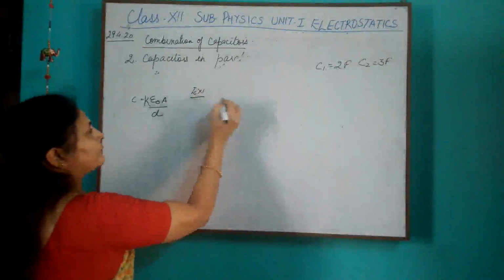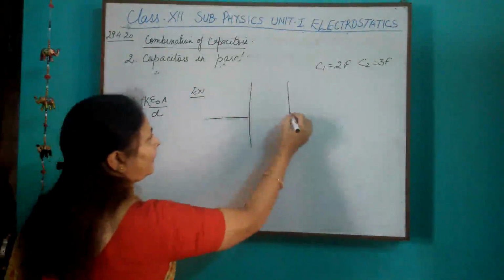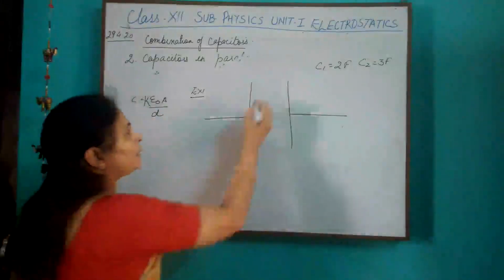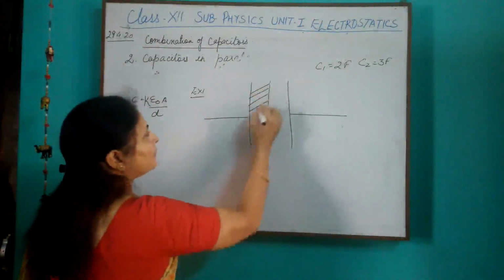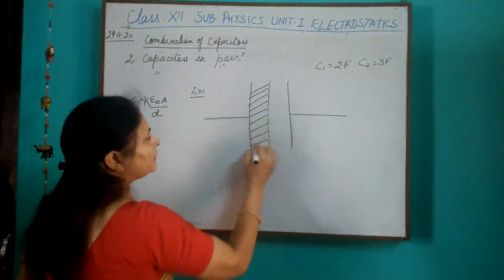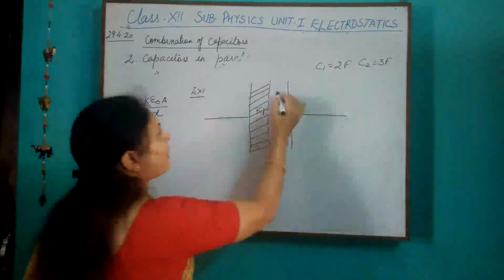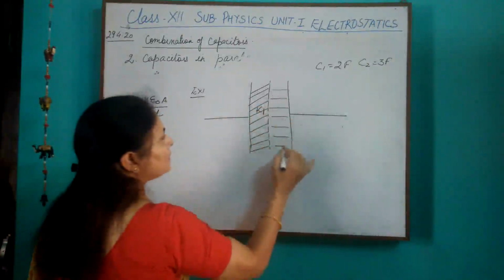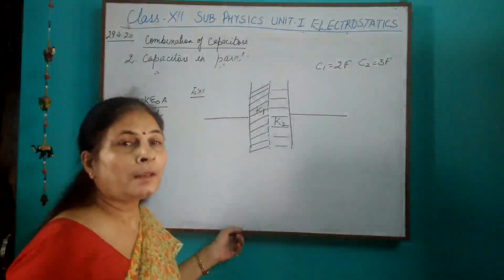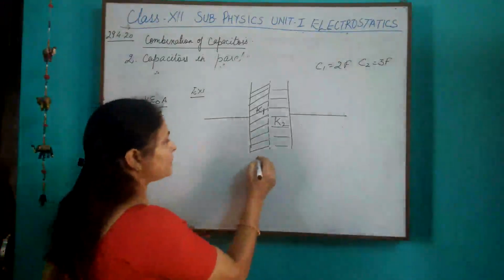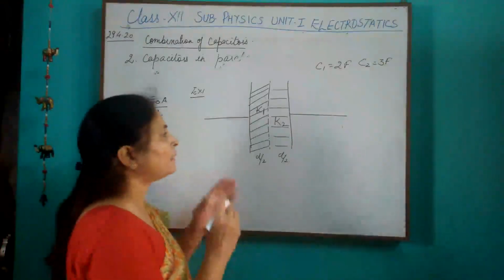Example 1. Suppose your capacitor is like this, and say this is half filled with a material of dielectric constant, say K1, and half of it is filled with a material of dielectric constant, say K2. It is half. Say this is D, then this will be D by 2, D by 2. Then what are you going to do?